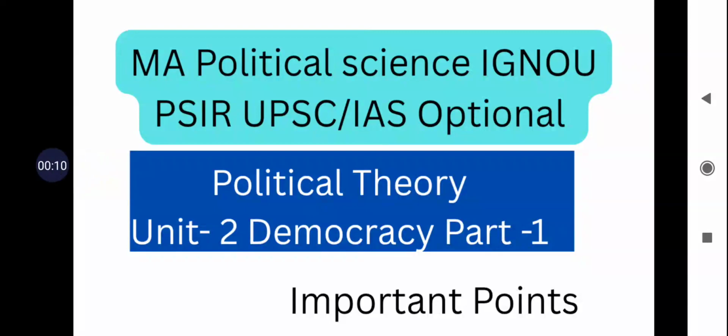In this session, we are moving into Political Theory Chapter 2, Democracy. This textbook is very useful for students preparing for the Political Science Optional UPSC Civil Service exam. In the first session, we will go through the important points from the IGNOU textbook, and after that, we will make a general video on this chapter and discuss the topic in a broader sense. So let's begin.